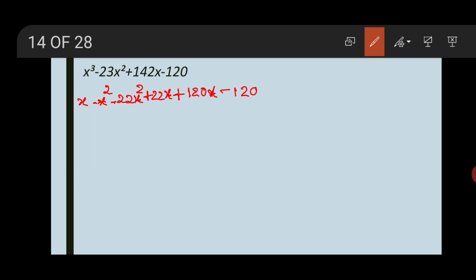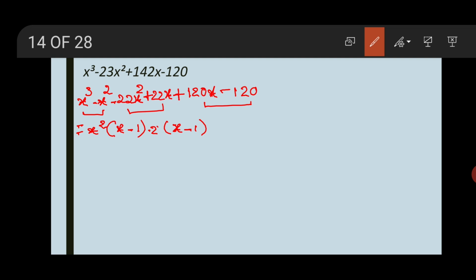Then write the first term x cube as it is. Now 4 terms split into 6 terms. By grouping these terms, we can factorize. Take common factor x square outside, x minus 1 is remaining. Here also write the same bracket, x minus 1.